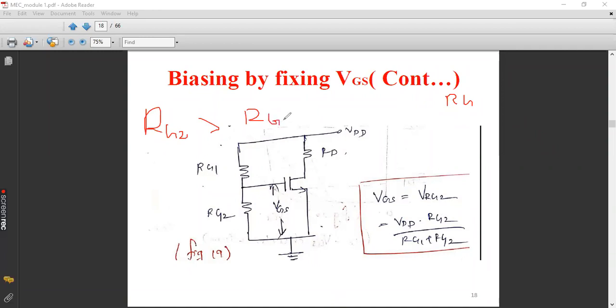I hope you are taking the important points. If RG2 is greater than RG1, which voltage will be higher? Is it VRG2 or VRG1? Rohan Patil. Whether it is VRG2 or VRG1? VRG1, sir. VRG1. How?